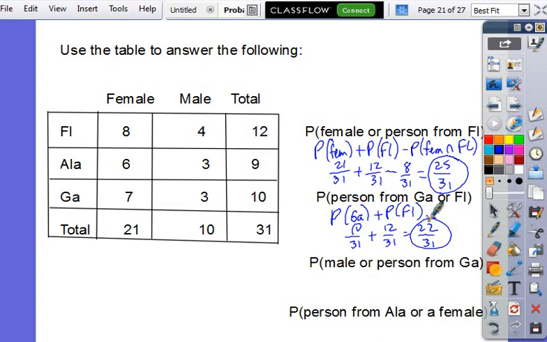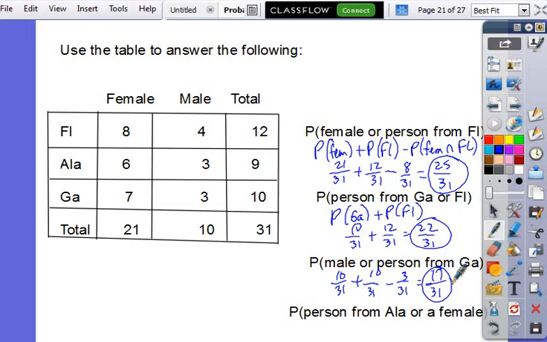All right, male or a person from Georgia. Well, now that's back to overlapping. So how many males do I have? I've got 10 out of 31. Person from Georgia, 10. Minus how many are males that are also from Georgia at the same time? 3. That's my 3. So that becomes 17. I need to follow it through and fix my mistake here. 17 out of 31.